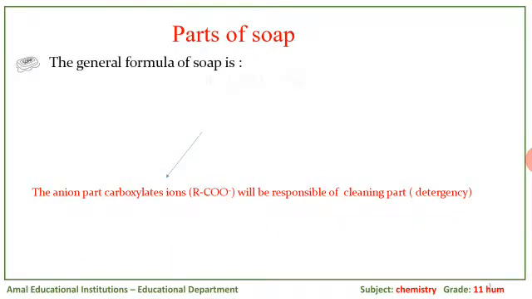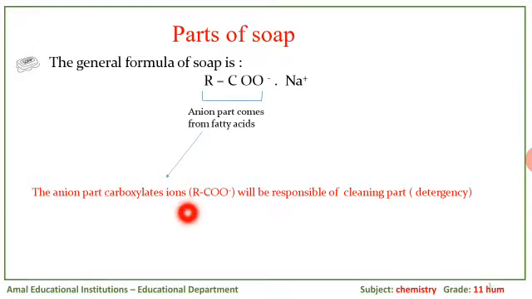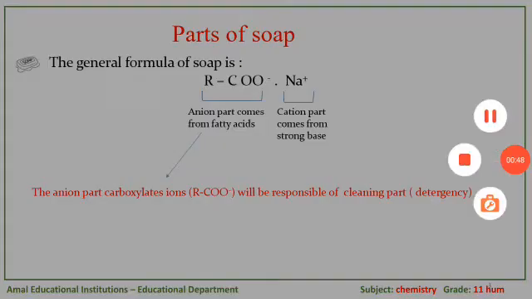The general formula of soap is RCOO- and A+, such that RCOO- represents the anionic part of the soap which comes from fatty acids. It's called carboxylate ions and it's responsible for the cleaning part or detergency. Whereas A+ is the cationic part of the soap which comes from the strong base.